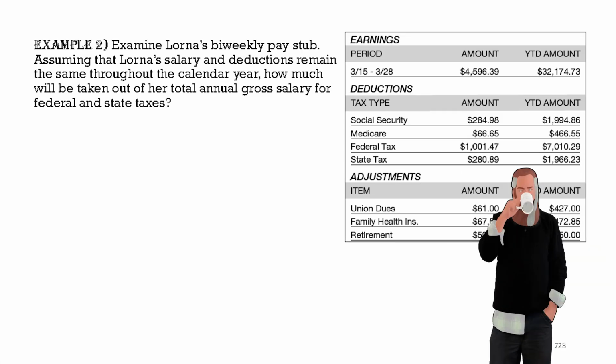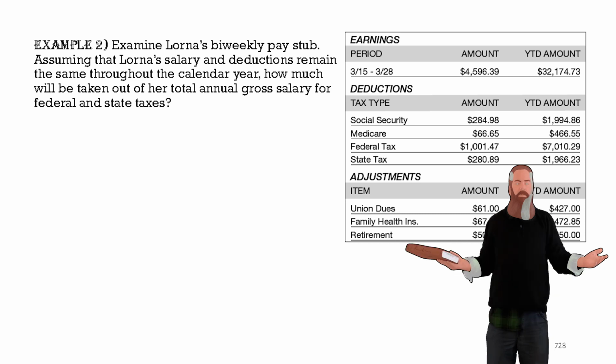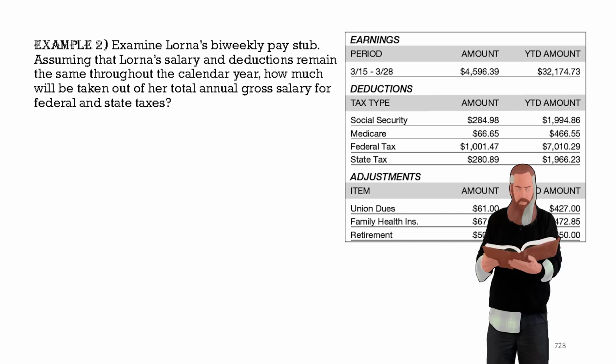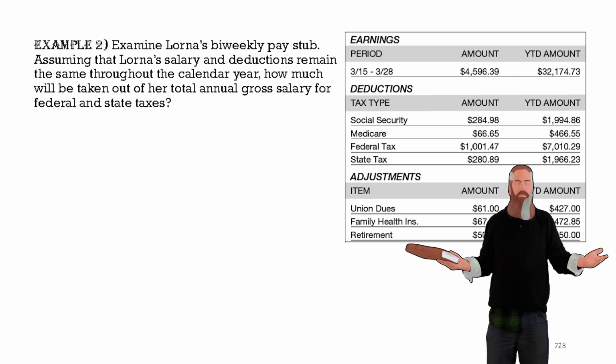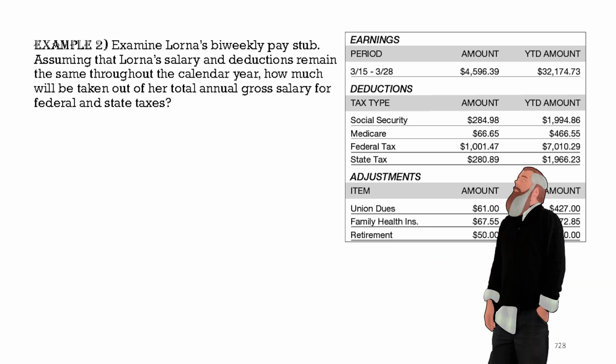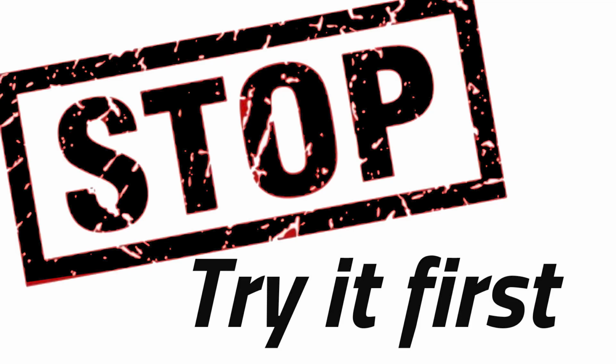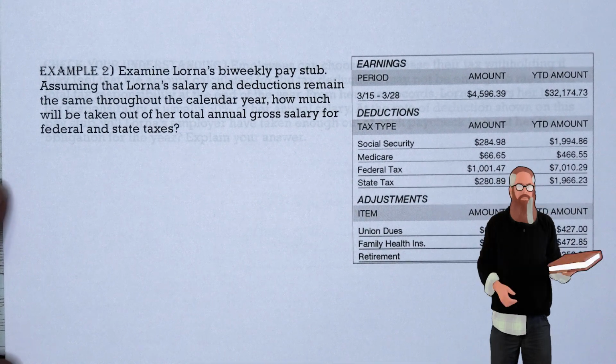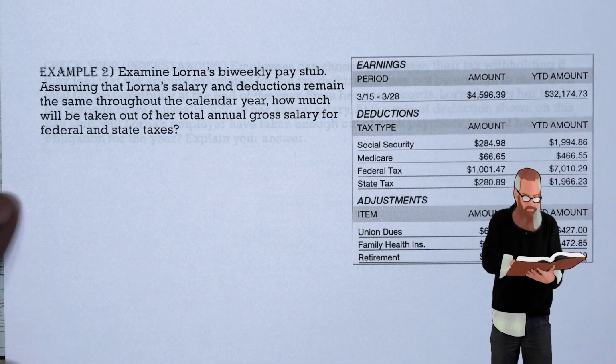Now let's interpret and use the information in a pay stub. Examine Lorna's biweekly pay stub. Assuming that Lorna's salary and deductions remain the same throughout the calendar year, how much will be taken out of her total annual gross salary for federal and state taxes? Lorna receives 26 paychecks a year. The federal and state withholdings are consistent.